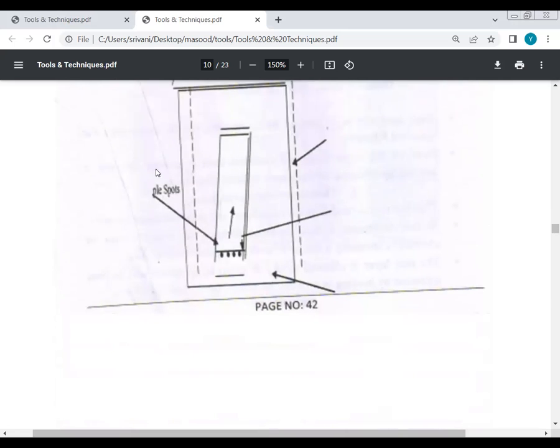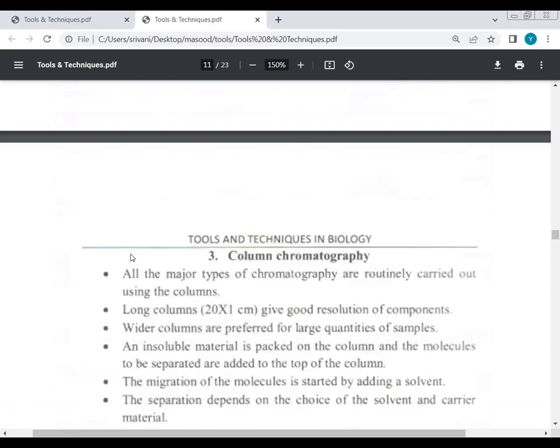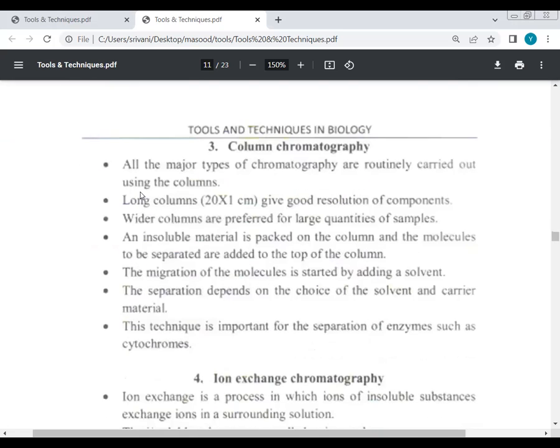Here a block diagram is given, once you can check it out. Okay, next we can go to column chromatography. Column chromatography is the technique in this. All the major types of chromatography are routinely carried out using columns. Okay, using the columns.